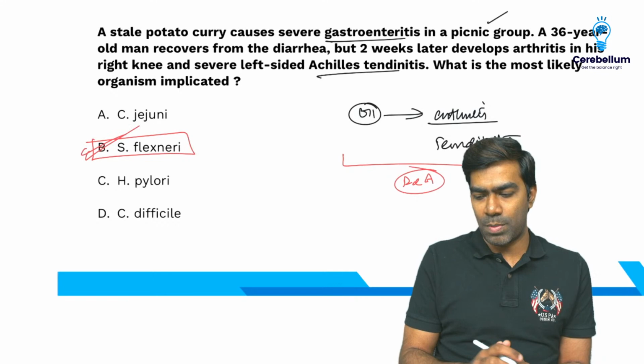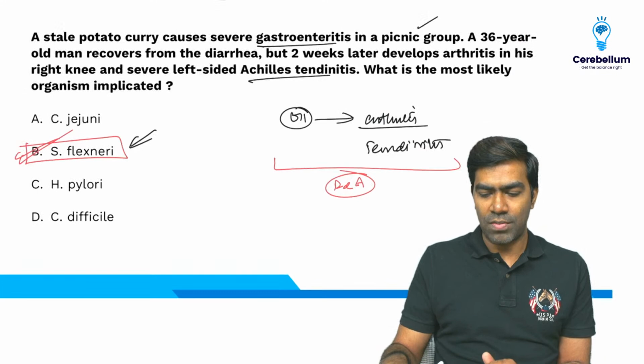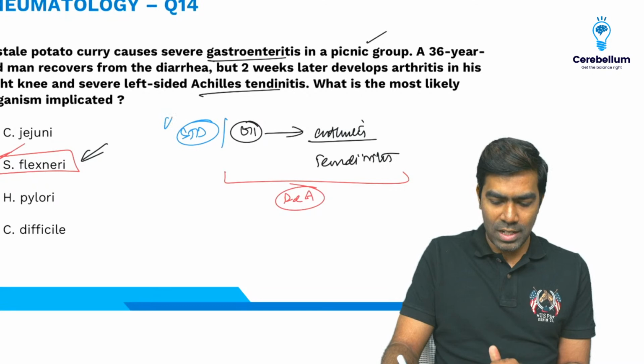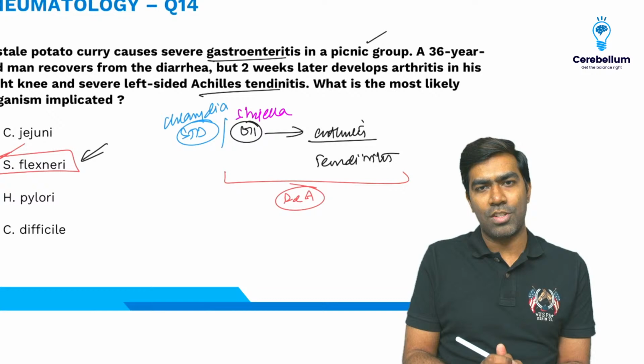Shigella sonnei and Shigella flexneri are the ones most commonly implicated in the setting of GI infection causing reactive arthritis. You know what reactive arthritis is? It need not be a GI infection alone; it could be a sexually transmitted disease also. If you talk about an STD causing reactive arthritis, most often it will be chlamydia. If you talk about GI infection causing reactive arthritis, it will very commonly be Shigella, Shigella flexneri or Shigella sonnei.